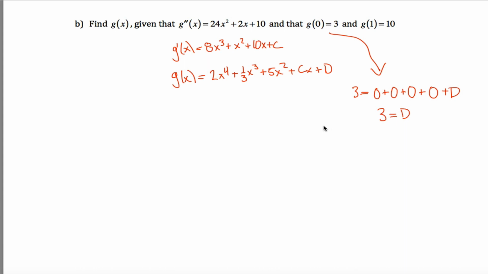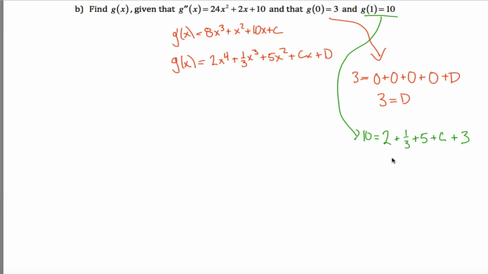Cool, but what about c? Well, I can figure out c. Maybe I need to switch color here. From this statement, I know that when I put 1 into this function, 10 must come out. So 10 must be equal to, let's see, if I put in 1 here, I get 2 times 1 to the 4th power, aka 2, plus 1/3 times 1 cubed, which is 1/3, plus 5 times 1 squared, which is 5, plus, remember, d is 3, so I get 1c here, plus 3 in place of d. I get this mess right here.